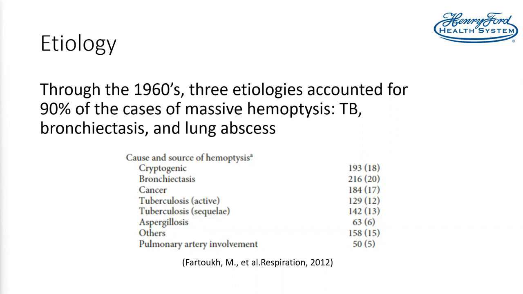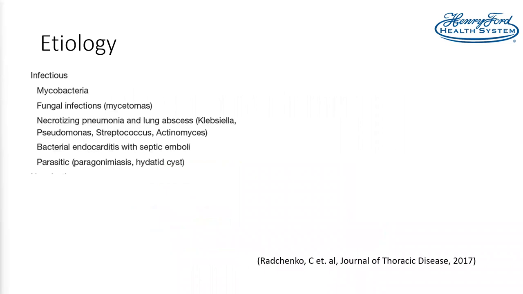And you can see that etiology number one is still bronchiectasis, 20%. 18% is still cryptogenic, no one knows why. 17% is cancer. TB, whether it was active or sequela of TB, is still high. And then aspergillosis, pulmonary artery involvement, and other etiologies. These two coming slides are just lists of etiologies. It's a lot, so we're not going to go over every single one of them, but infectious causes are very, very high on the differential for why a patient is having massive hemoptysis.